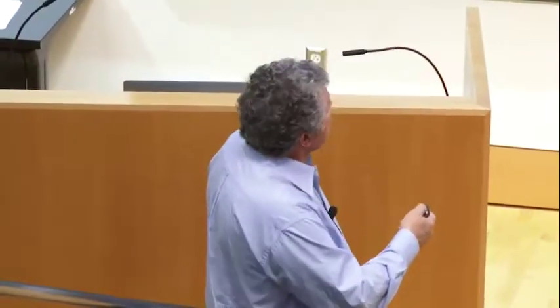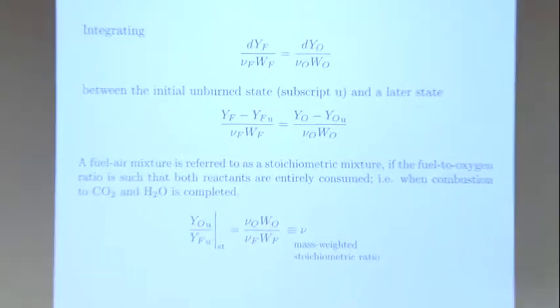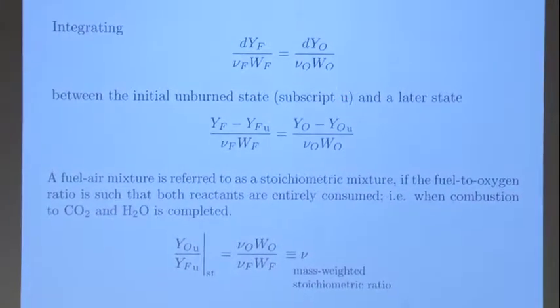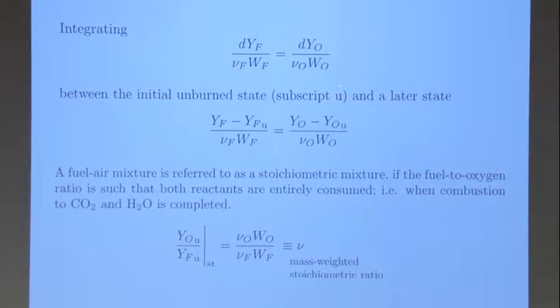If not, it has to be given from experimentalists, let's say. Okay. So I want to focus on this relation, and of course, we can integrate this from a given state, which I use a subscript U for, okay? U stands for unburned. So I'm integrating from the unburned state up to a given state.